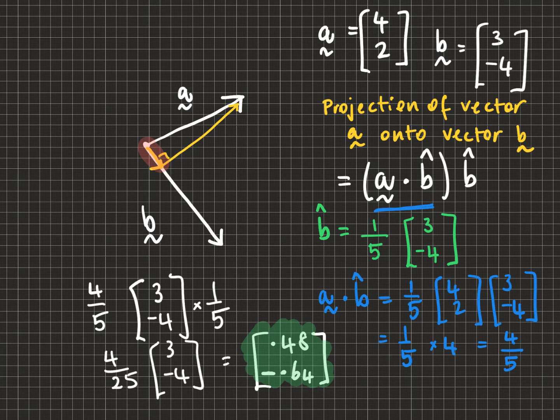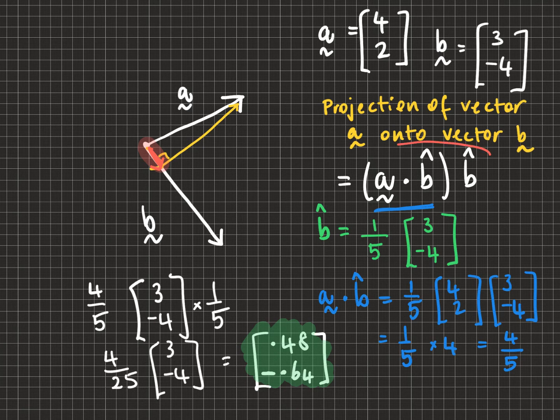So this little red shaded vector up here should be that. So it should be 0.48, so about half a step to the right. Is that correct? Oh yeah, that looks right, doesn't it? About half a step, 0.48 to the right, and negative 0.64, so 0.64 down, a little bit more than halfway down. And if I had drawn that a bit more exactly, that might look a little bit more correct.